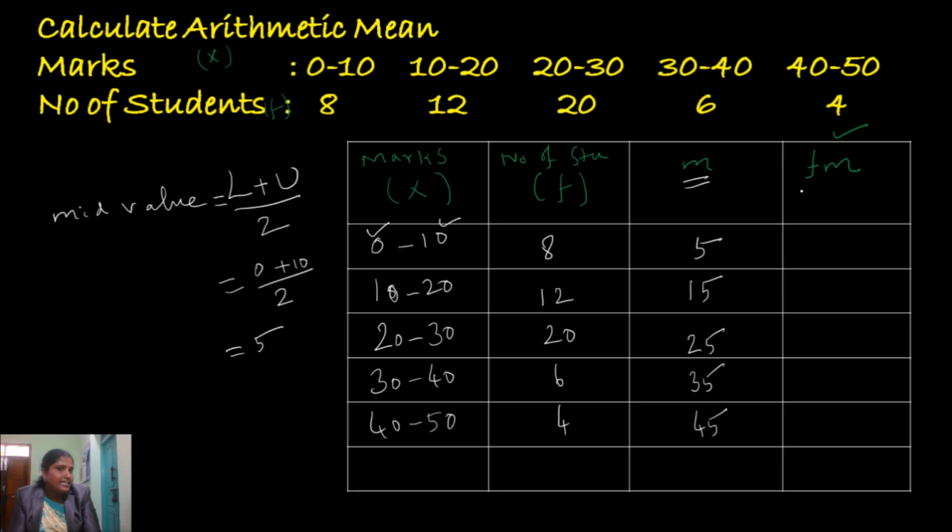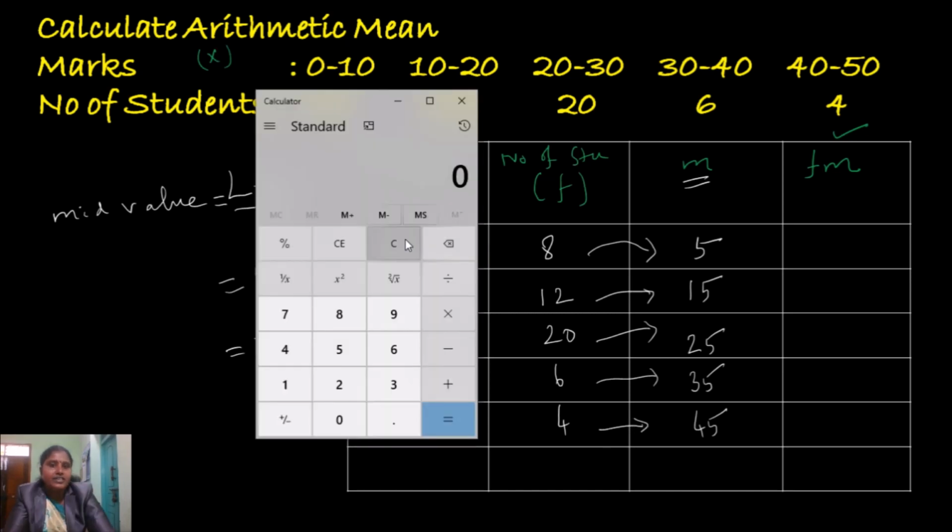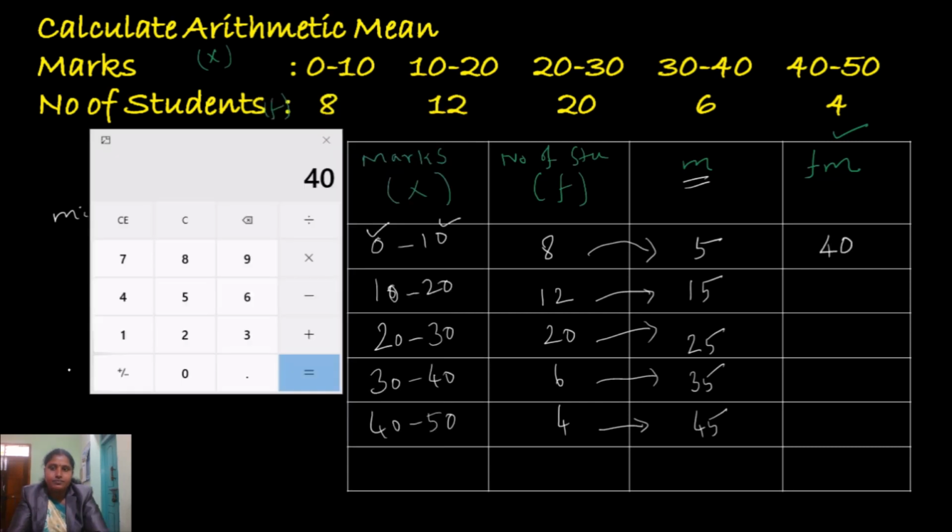To calculate the arithmetic mean, we need the product of f with m. That is, we have to multiply the frequencies with the mid values of each class interval. Multiply 8 with 5. 8 into 5, 8 fives are 40.